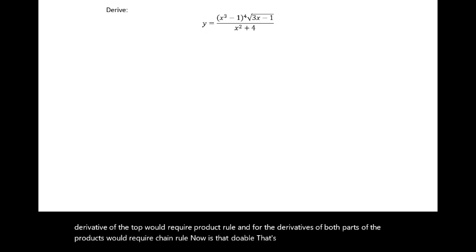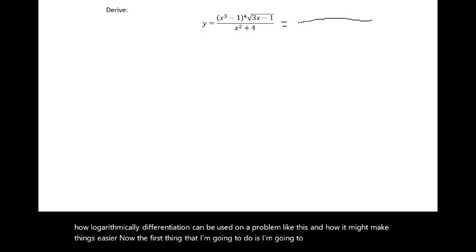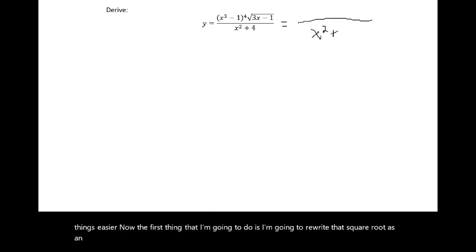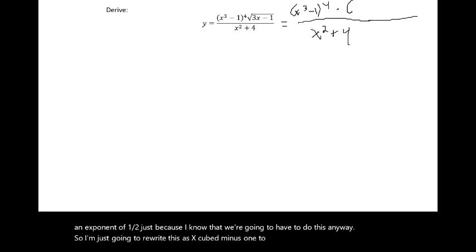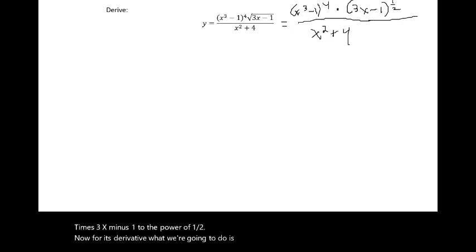But I'm going to show you how logarithmic differentiation can be used on a problem like this and how it might make things easier. Now, the first thing that I'm going to do is rewrite that square root as an exponent of 1/2, just because I know that we're going to have to do this anyway. So I'm just going to rewrite this as x cubed minus 1 to the 4th times 3x minus 1 to the power of 1/2. Now for its derivative, we are going to be taking the natural log of both sides of this equation.